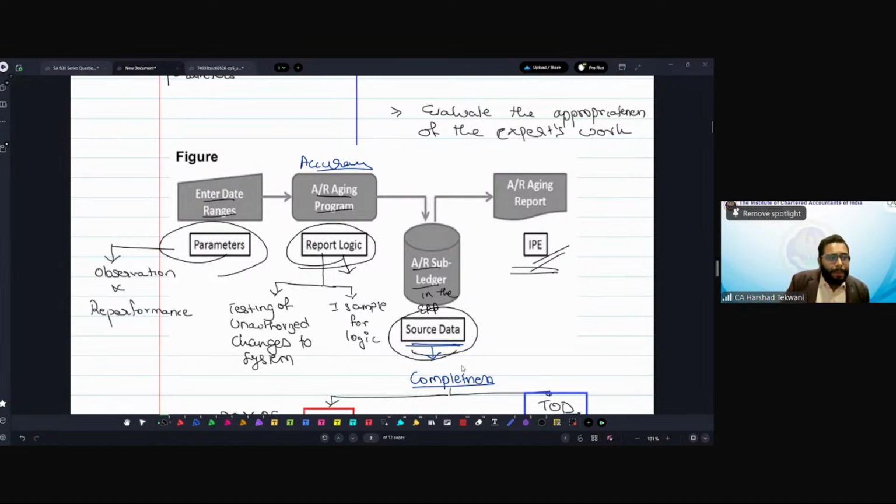And again, correct parameters will give you comfort on the accuracy, and somewhat on the completeness, because if you have entered incorrect parameters, you may get incorrect data. So it is related to both accuracy and completeness. Clear? Any doubt with respect to the information produced by the entity?